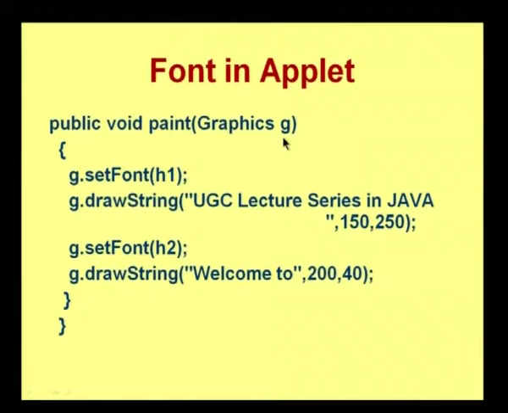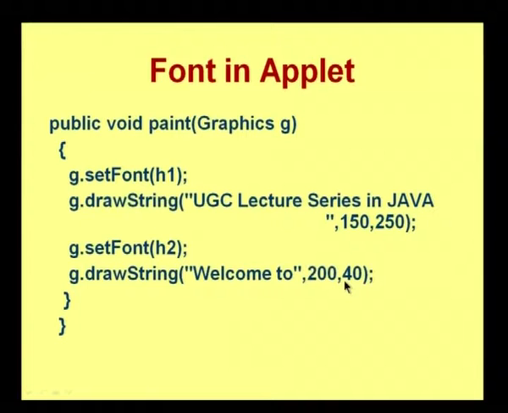Here you can see the paint method. Inside we have a graphics object, graphics.setFont. I am setting the font to h1. So h1 applies the information you have given to your font. Here drawString: I am drawing a string, UGC lecture series in Java, and then I am specifying the XY position. Again I am setting a different font for my graphics object, and then I draw a string, and this string is positioned at this position.